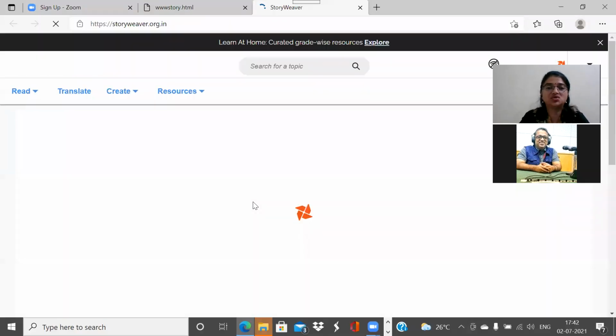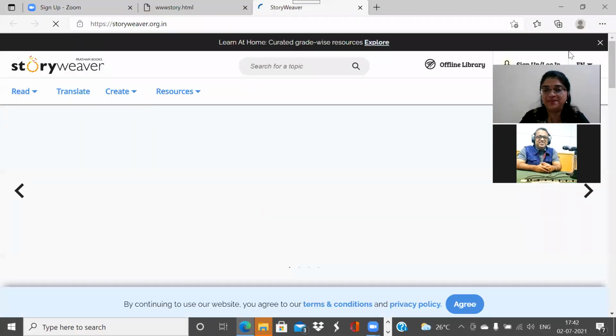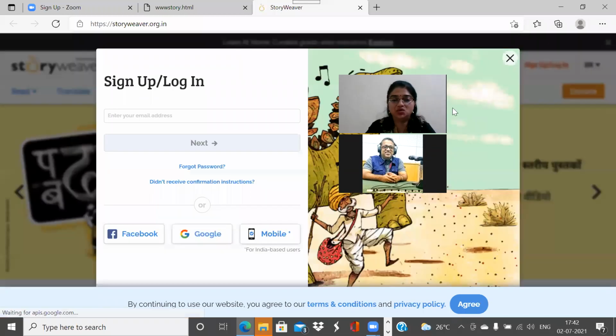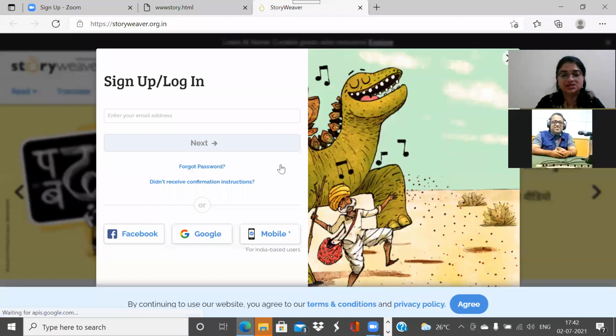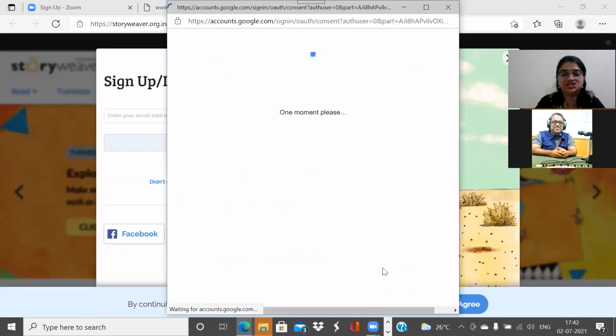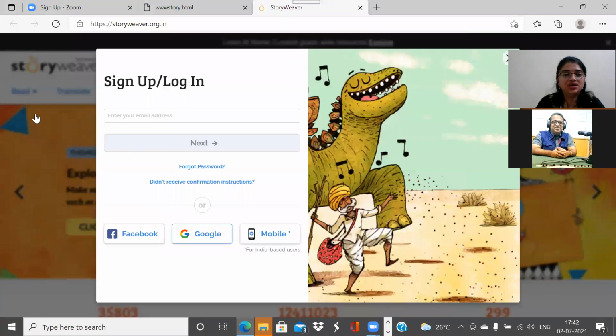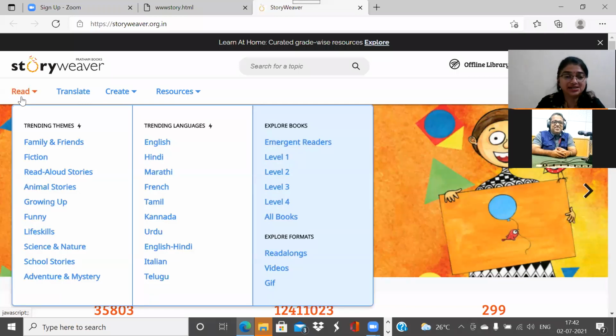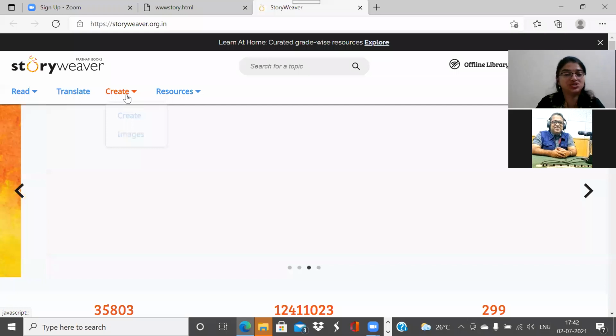We can go to this storyweaver.org and you log in with your Gmail ID only. No need to open another account. I'm just quickly logging in and I'll just quickly take you to all the parts of this Story Weaver. Now here you can see in the topmost menu some options to read certain stories, plus you can translate and you can create your own stories.